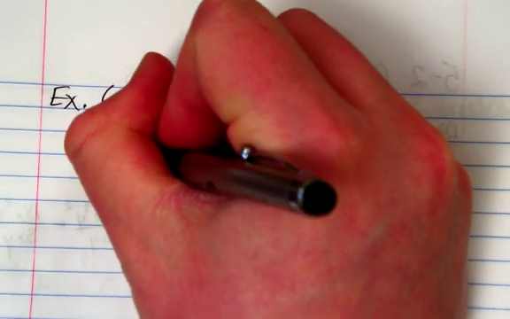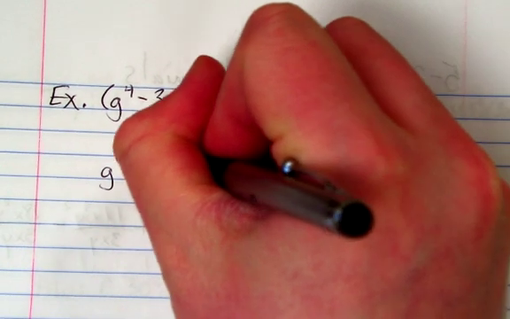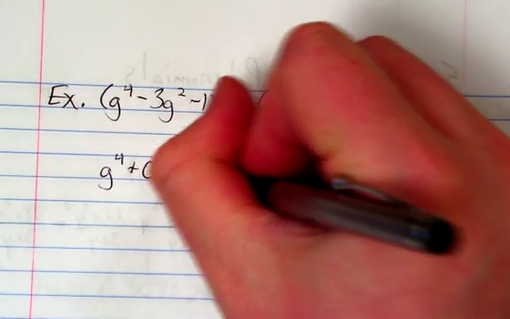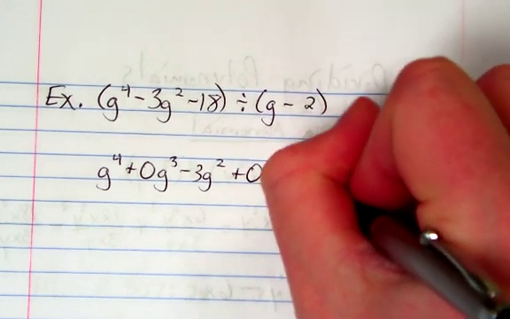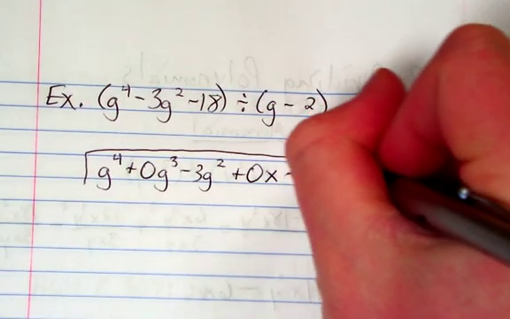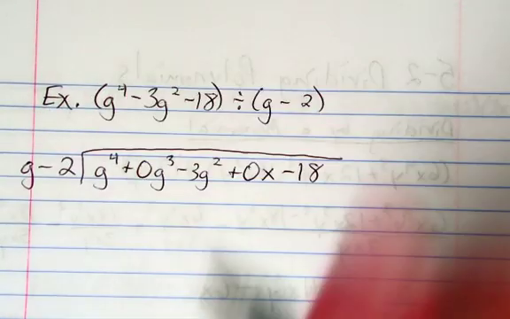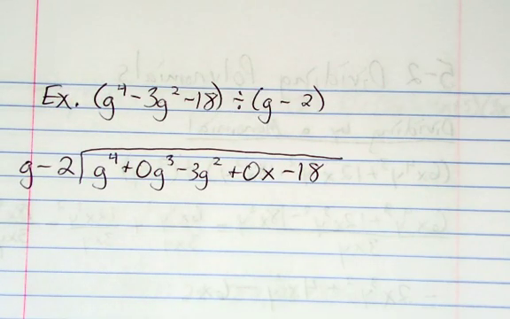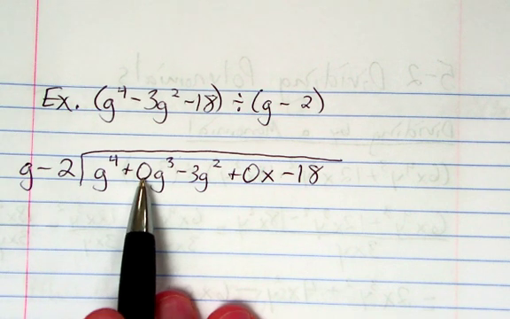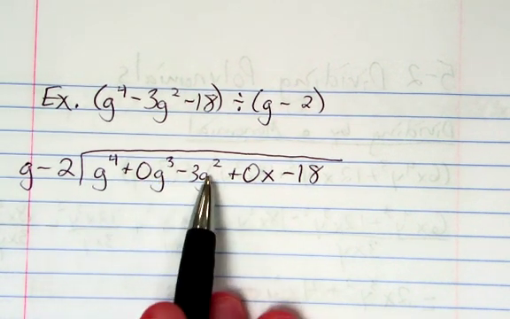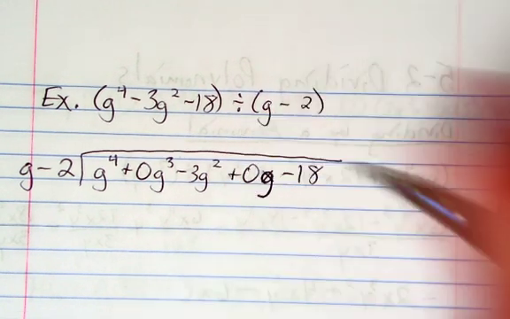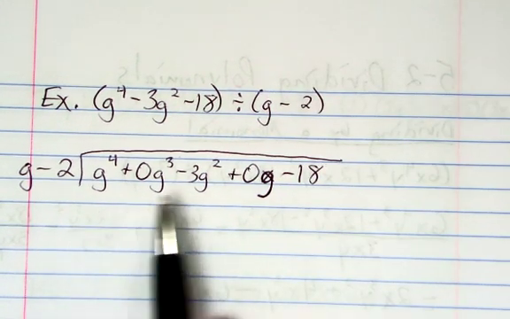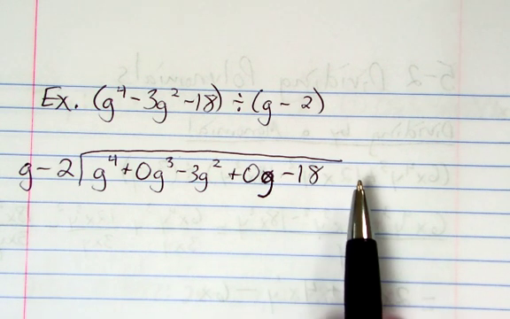So when I go to write out this problem, I'm going to write out g to the fourth plus 0g to the third minus 3g squared plus 0g minus 18 is being divided by g minus 2. I want to make sure that I see every term, every power on my variable. Whoopsie, not x, g. I want to make sure that I see every power before I move forward.